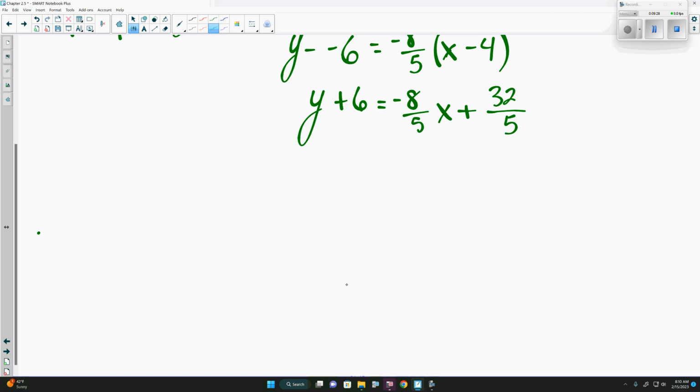Now lastly, we do need to get y by itself, so we're going to subtract 6 from both sides.